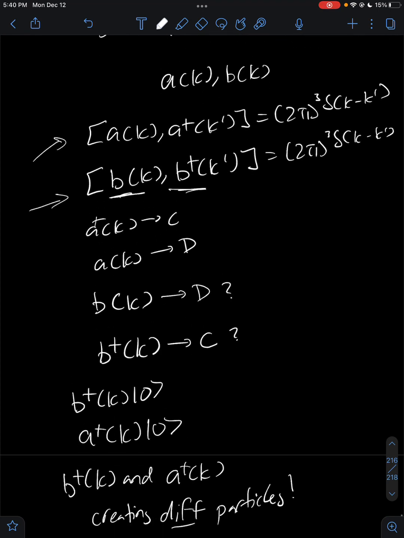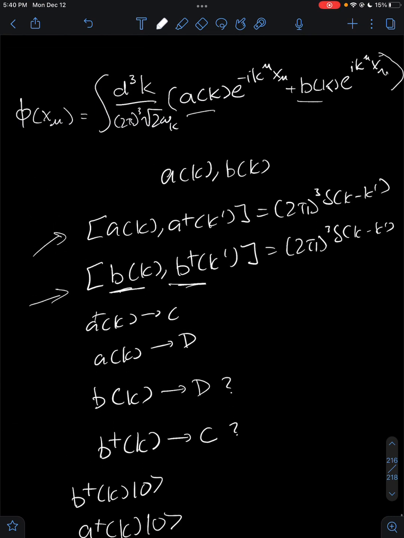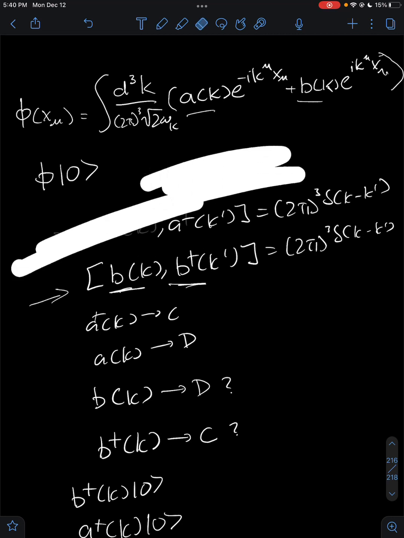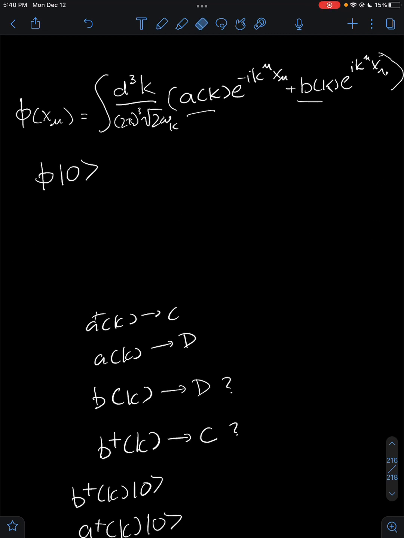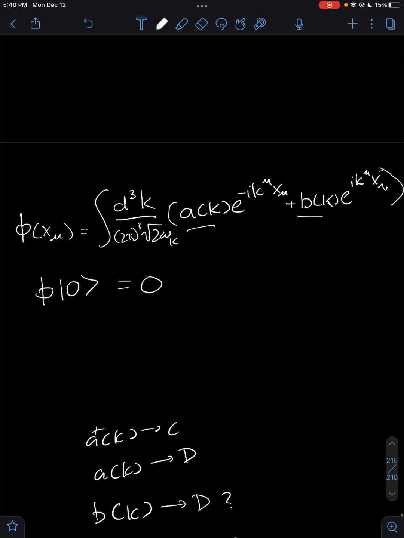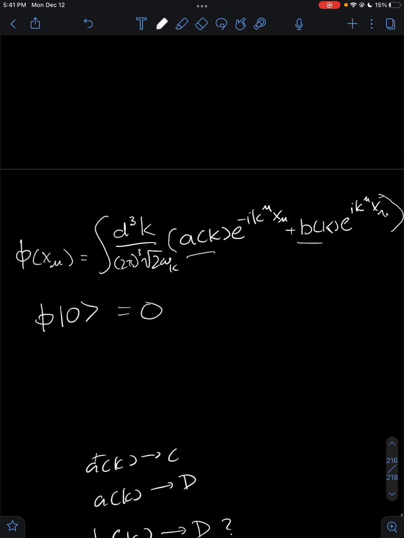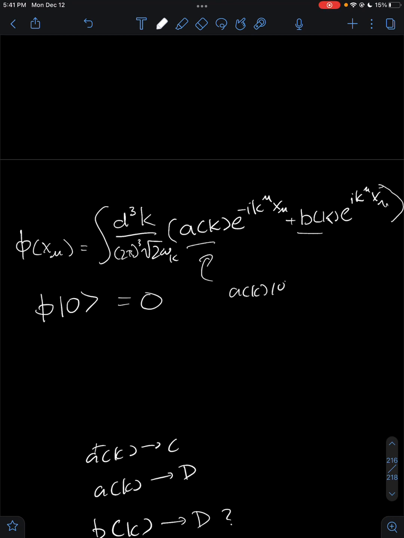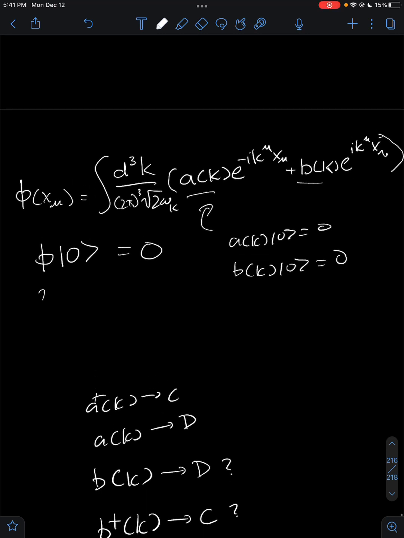Now, what happens when we act with our complex scalar field on the vacuum state? If we did that, we are actually going to get 0. And why is this? Well, if we act with the field on the vacuum state, we're going to distribute the vacuum state inside of here. But since a(k) acting on the vacuum state is 0, and b(k) acting on the vacuum state is 0, we're just going to get 0. So this quantity no longer contains any physical meaningfulness. It's not really physical anymore.